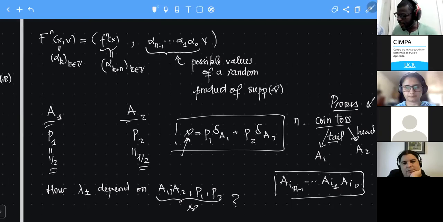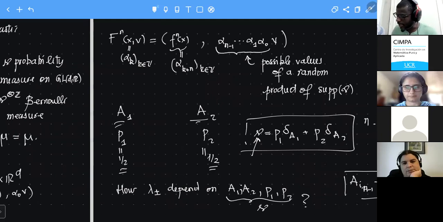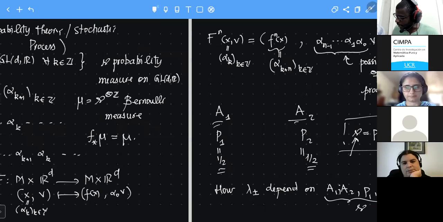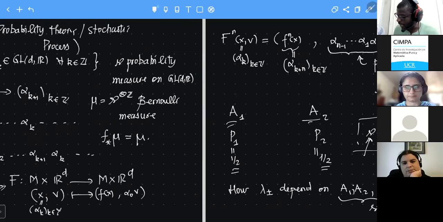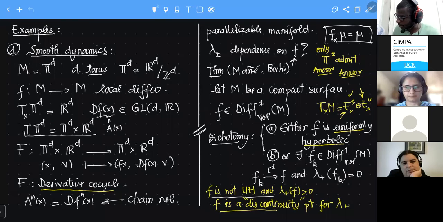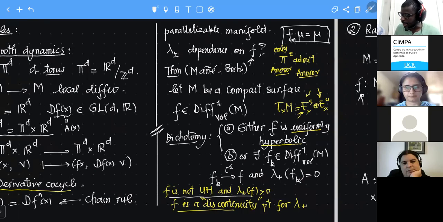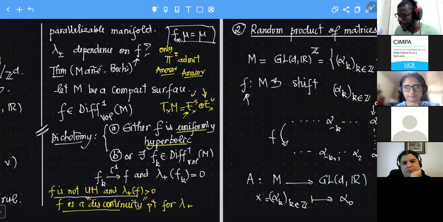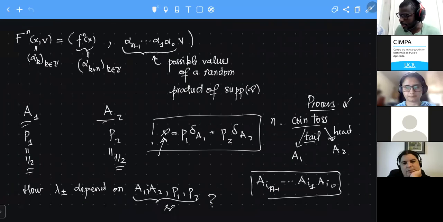Okay, in the case where we are dealing with diffeomorphisms on surfaces, we get a result due to Mañé–Bochi. We almost get continuity, except in the situation of uniform hyperbolicity, where you get a discontinuity point. This is the first case. The second case is that of random product matrices, where we get a very nice result. But before stating the results, let me give an example where you still get discontinuity.